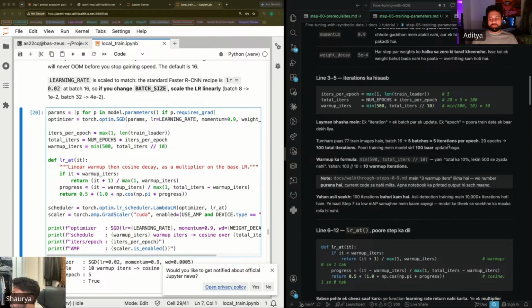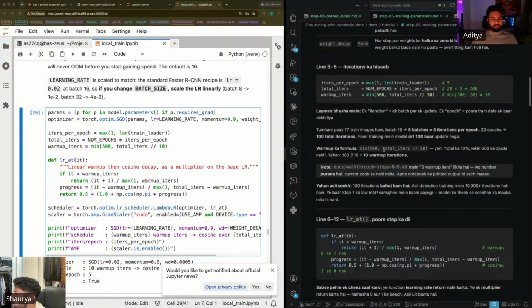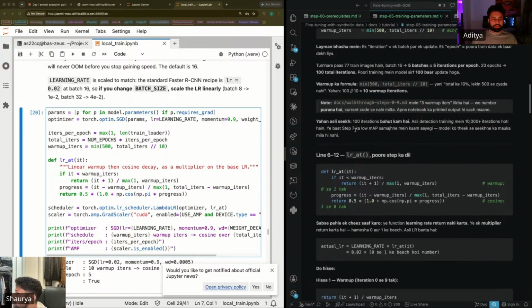So 20 epochs, 100 total iterations. पूरी ट्रेनिंग में मॉडल सिर्फ 100 बार अपडेट होगा. फॉर्मूला मिन 10%, लेकिन 500 से ज़्यादा नहीं. यहाँ 10 warm up iterations. ओके. असली में 100 इटरेशन बहुत कम है. असली डिटेक्शन ट्रेनिंग 10,000 प्लस इटरेशन होती है. ये बस स्टेप 7 का लो एमएपी समझने में काम आएगी.